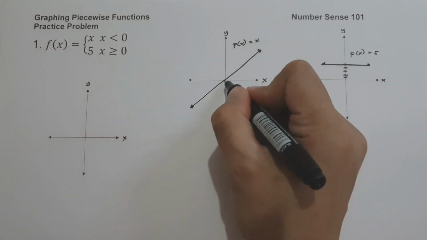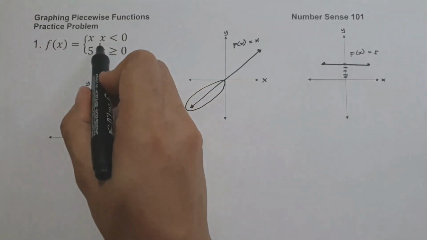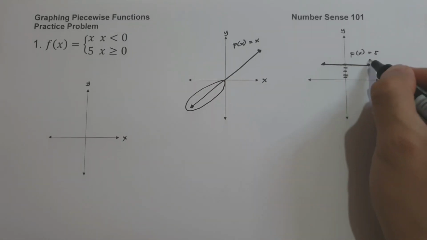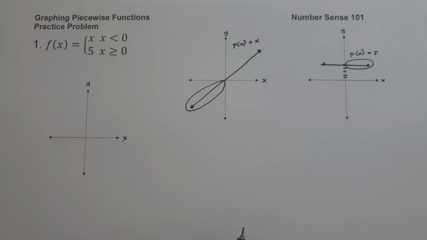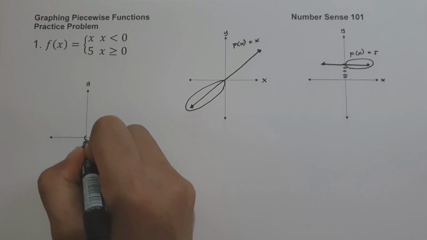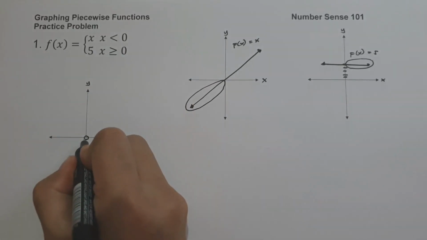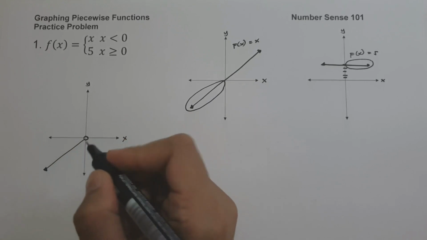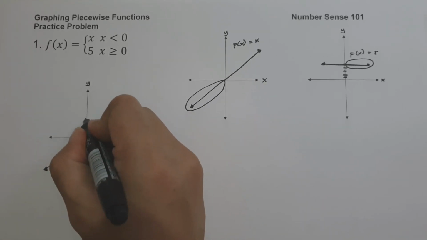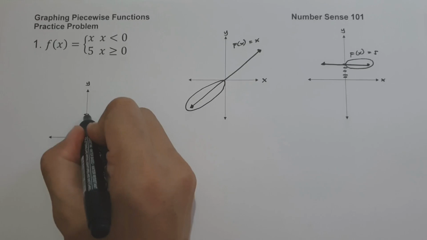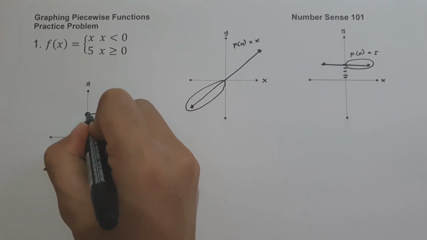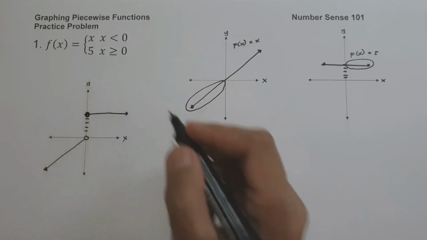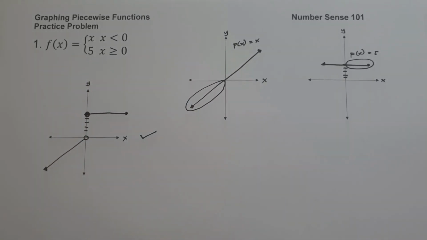We only have this portion of the graph because x is less than 0. And this portion of the graph because x is greater than or equal to 0. So the graph of the piecewise function should have an open circle because we use less than. And then 1, 2, 3, 4, 5. And a horizontal line, that is a closed circle because we use greater than or equal to 0. And this will be the graph of the piecewise function.